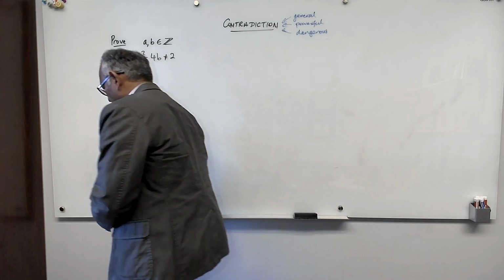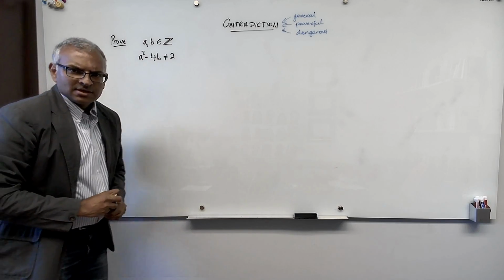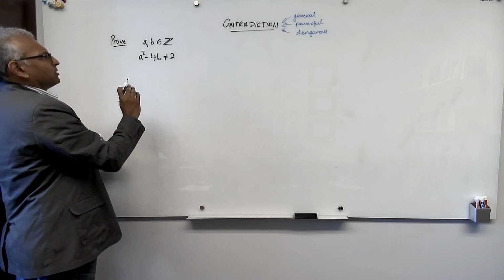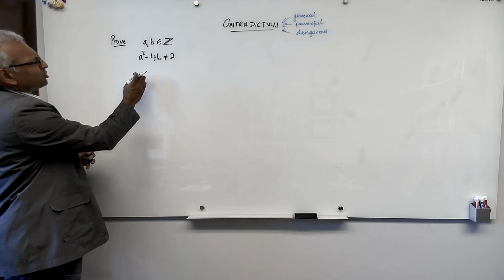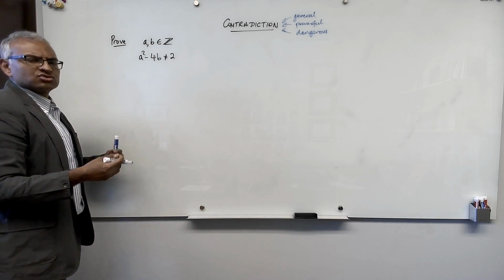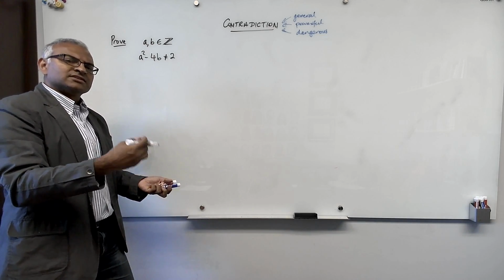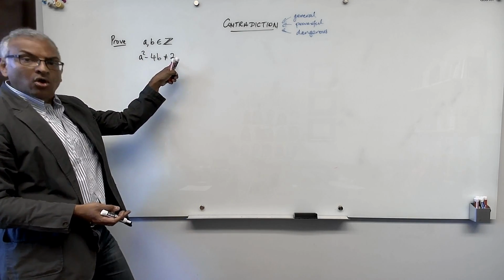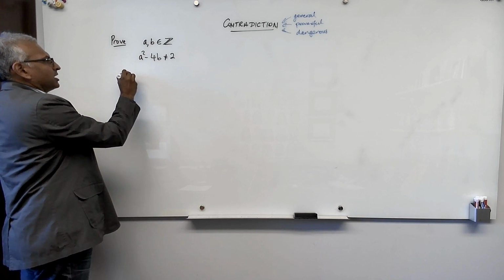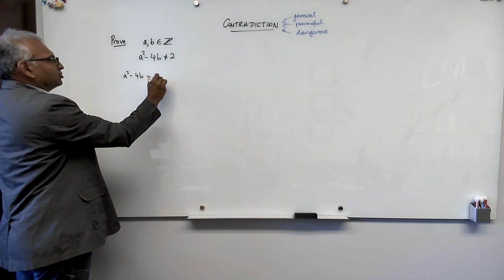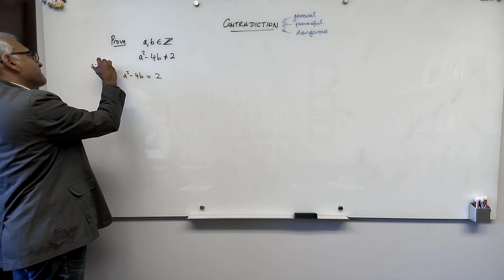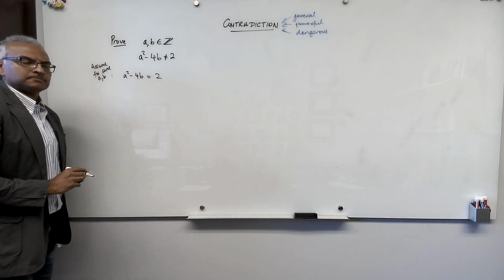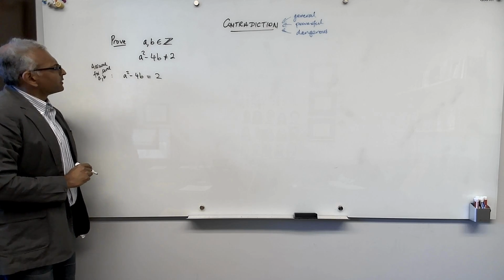Okay, so if you proved it, phenomenal. If you didn't, I'm claiming that contradiction is a great way to prove this. And so let's see how that works. So immediately assume that it's possible. So just like we assume that square root of 2 can be represented as A over B, let's assume that we can find A and B for which this equality holds. So A squared minus 4B equals 2. Assume it for some A and B.